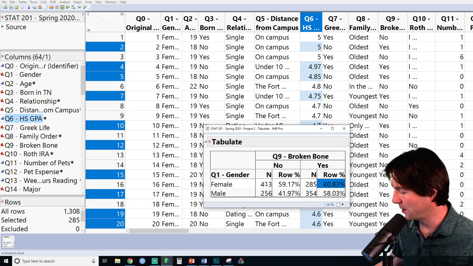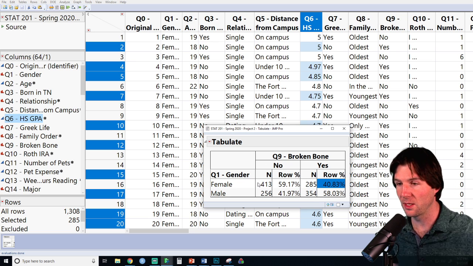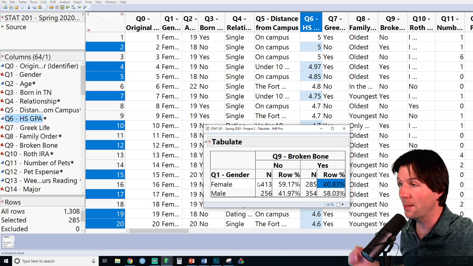You could add them up, but we have 413 females who have not broken a bone and 285 females who have broken a bone. So make sure to look at N, and this is the count. The capital N is the count. And this is how to make one Tabulate right here.